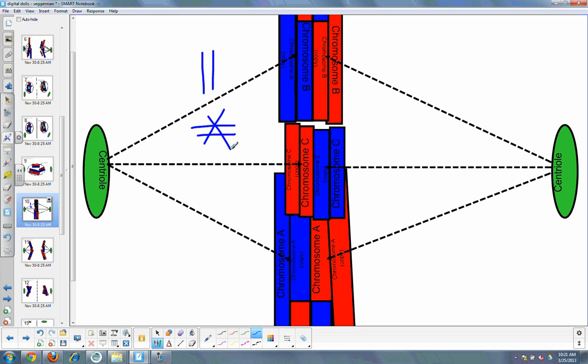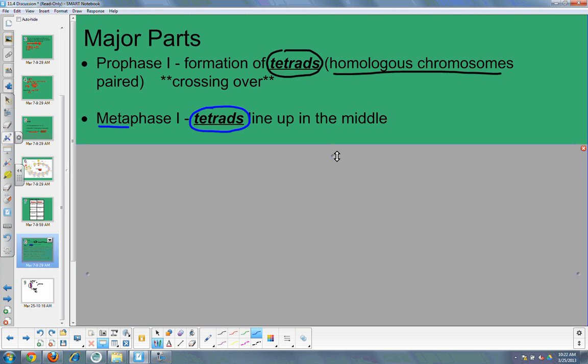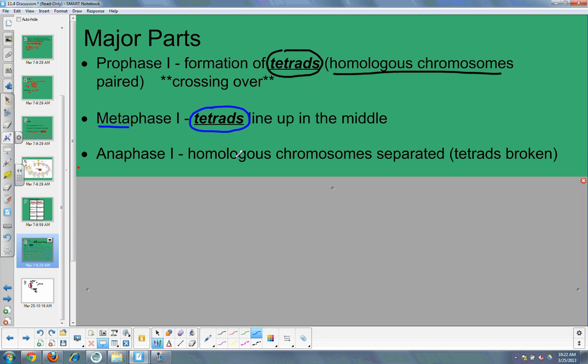here's the big difference between meiosis and mitosis. During anaphase 1, our homologous chromosomes are separated. In other words, we break apart our tetrads. From this point on, because we're separating our homologous chromosomes, we're not going to be diploid anymore, okay? We're not going to be this 2 of each type in each cell. We're going to go to haploid.